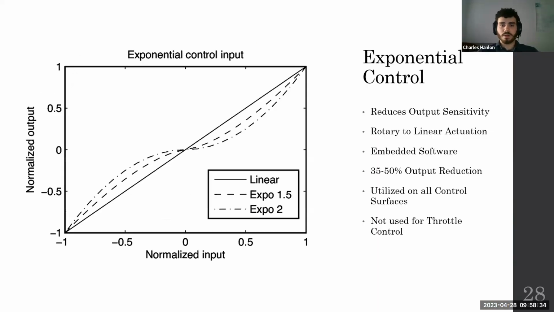As I said before, rotary servos do not have a linear output towards the ends of their travel. The neutral position of their travel is much more sensitive. In order to fix this, we used embedded software in the transmitter to reduce the outputs by approximately 35 to 50% on all of our control surfaces. This exponential control was not used for our throttle control for ease of piloting.